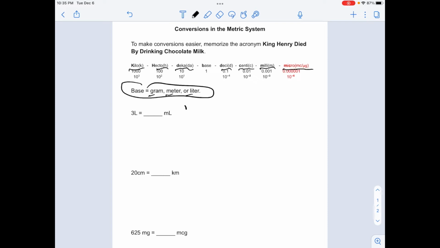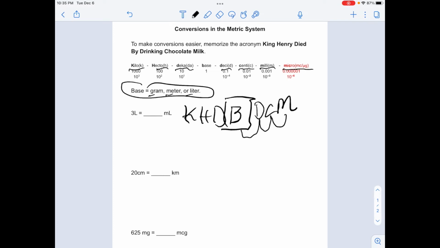To do these problems, we're going to start off with our acronym. King Henry died by, I always put my base in a square because it helps me, drinking chocolate milk. Okay, so liters is our base, so we know we're starting right here in the middle. And then we want to move to milliliters, which is our last M. So 1, 2, 3. We moved 3 decimal places to the right. So we're going to do that with our actual 3 for 3 liters. So here we have our 3.